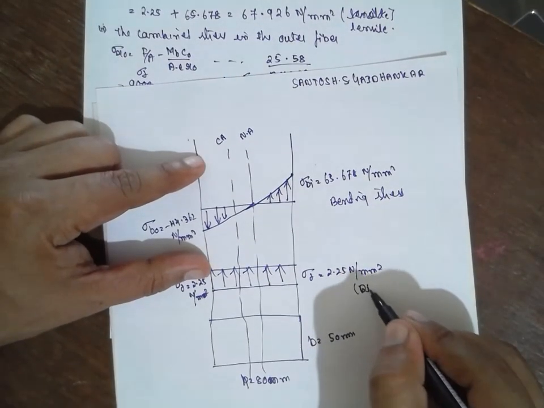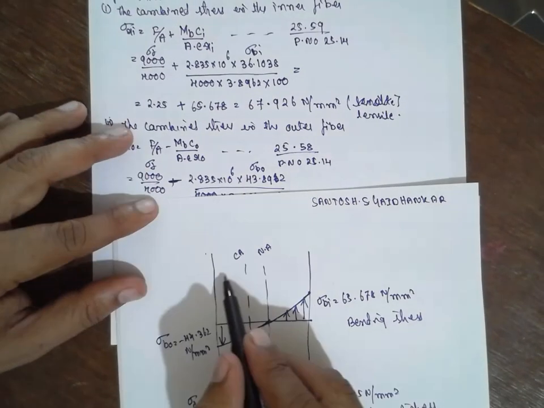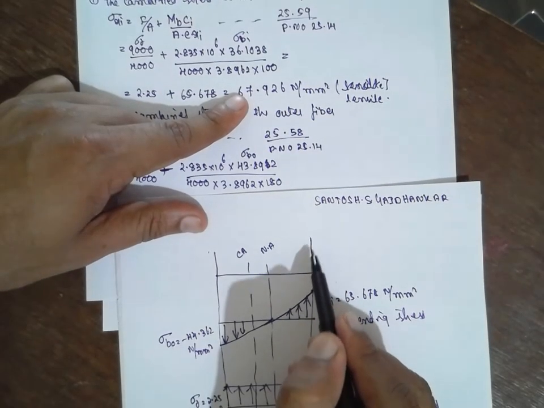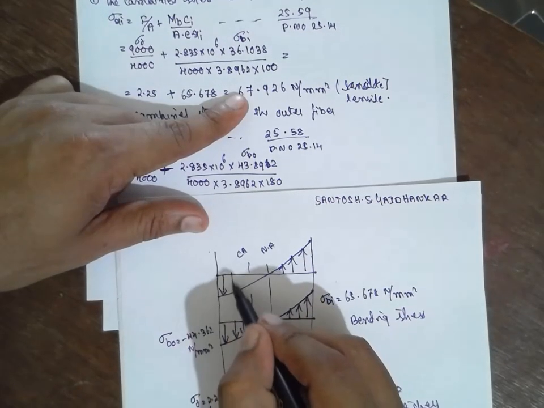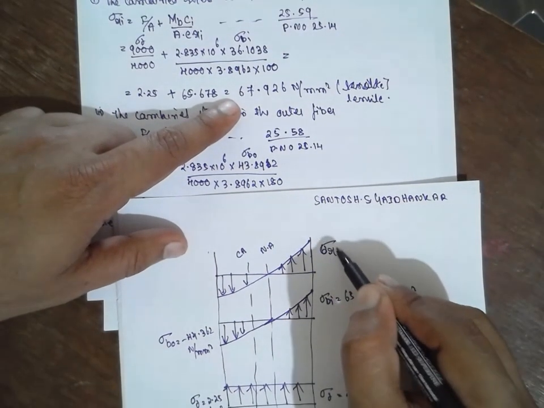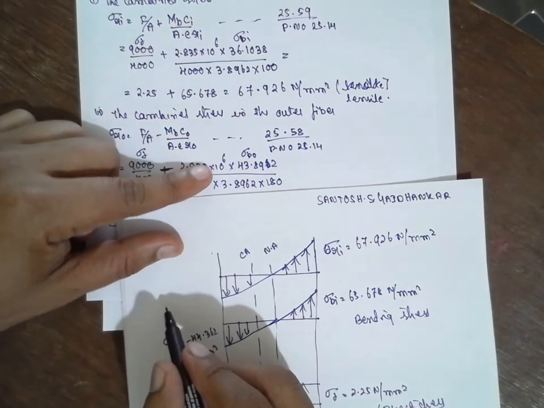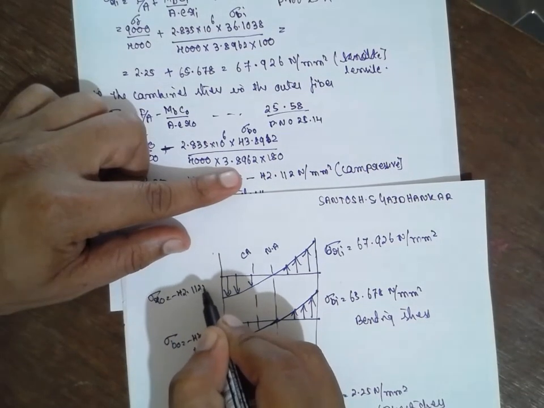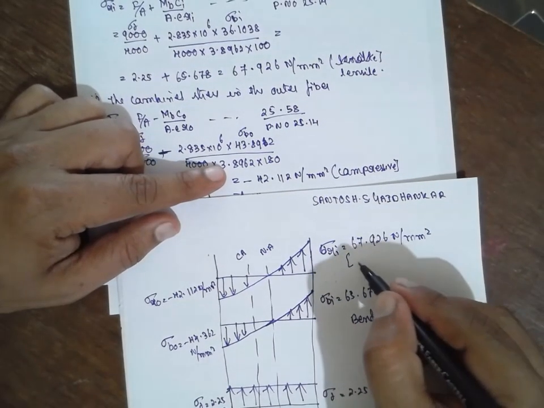These are the direct stresses. Last is the combined stress. Here you have to draw the combined stress. Combined stress is nothing but this value, and the curve should pass through the neutral axis. Sigma ri is 67.926 newton per mm square. Here sigma r naught is minus 42.112 newton per mm square. This part we call the combined stresses.